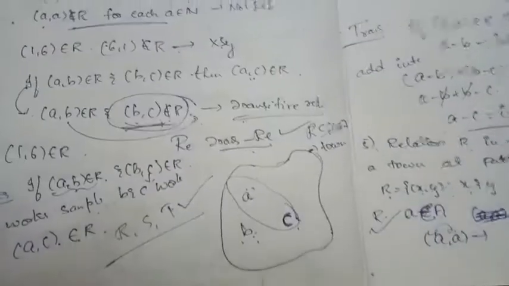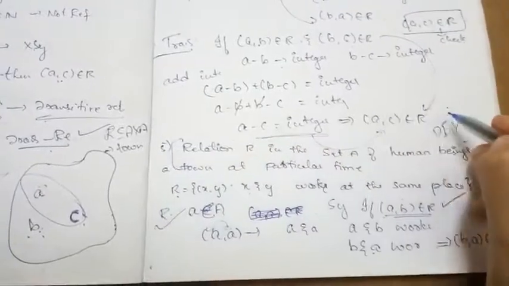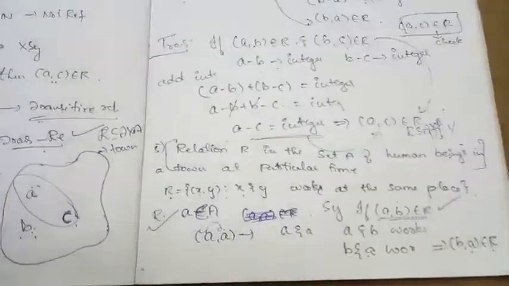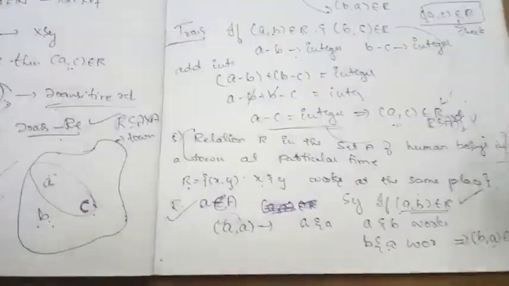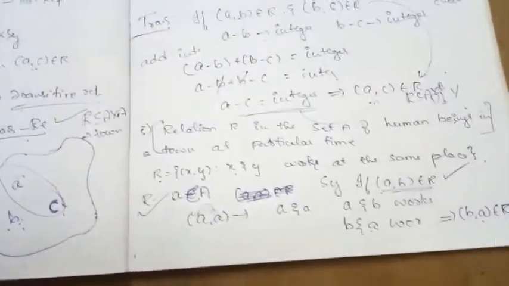Similarly, there are a few questions of this type regarding this set itself, where R is defined on the set A cross A, where A is the set of human beings in the town at a particular time. You can do it by yourself. If you have any doubts regarding this question, you can ask me at any time.